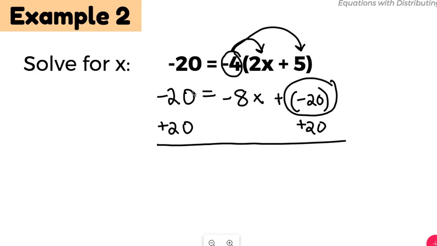Now what's going to happen is something you may possibly see. So I wanted to make sure that you had an example with this just in case. Don't get nervous. Trust your math, because what you'll see is I have negative 20 plus positive 20 equals 0. My negative 8x comes down. Negative 20 plus positive 20 is also 0.